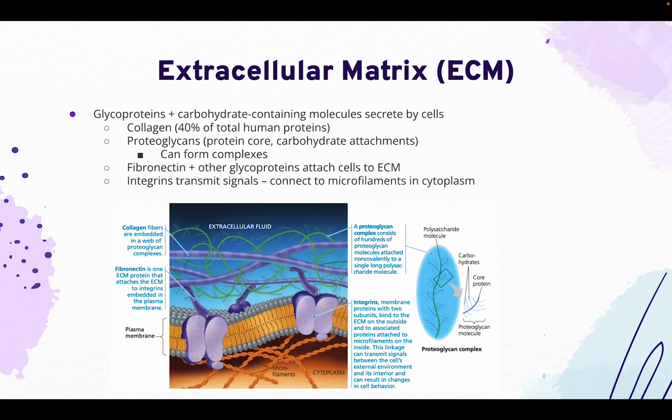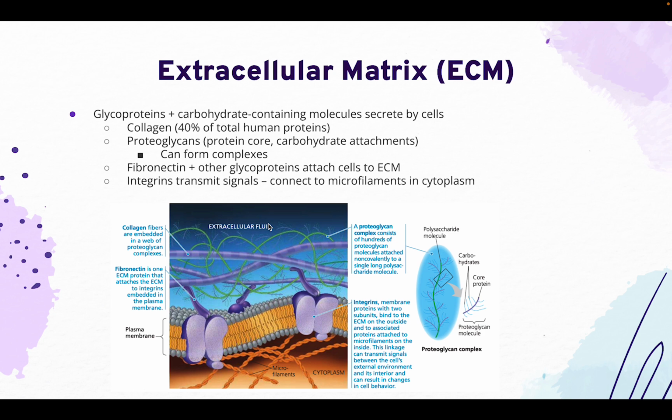So this is what we find in animals. Basically you've got some glycoproteins and carbohydrate-containing molecules, and these are secreted by the cells that are in this extracellular matrix. And you've got a lot of collagen. In this picture, it's these light purple banded long things. And collagen is really, really plentiful. It makes up 40% of total human protein. So if you think about it, that's kind of crazy.